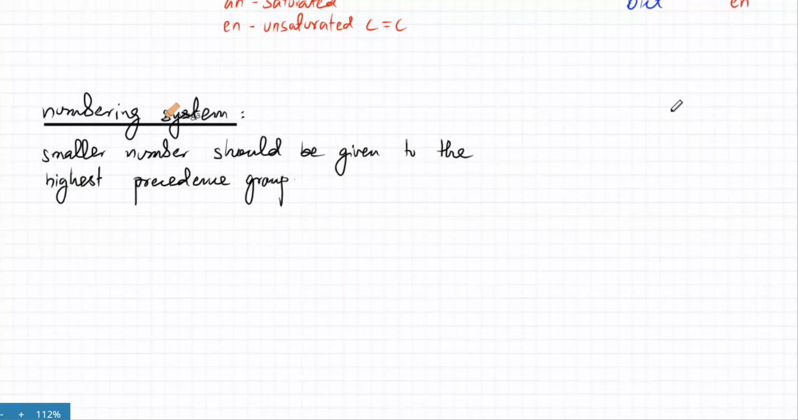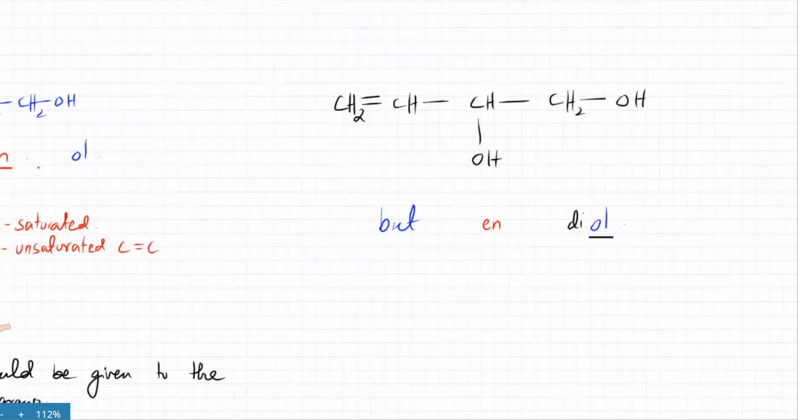What that basically means is that there are certain groups that are more important than others. Like over here, I've got 2 groups. I've got OH and I've got a double bond. So which one is more important? Who do I give a smaller number to?